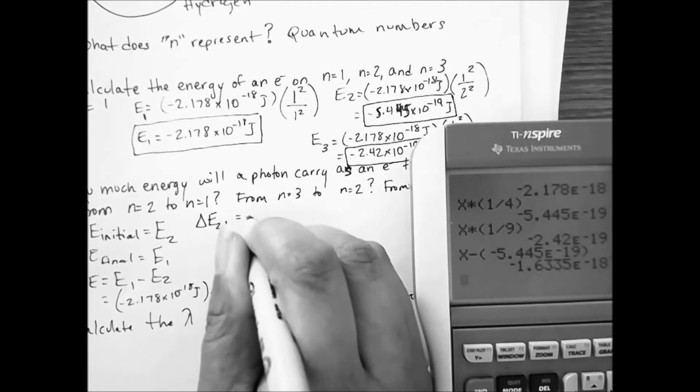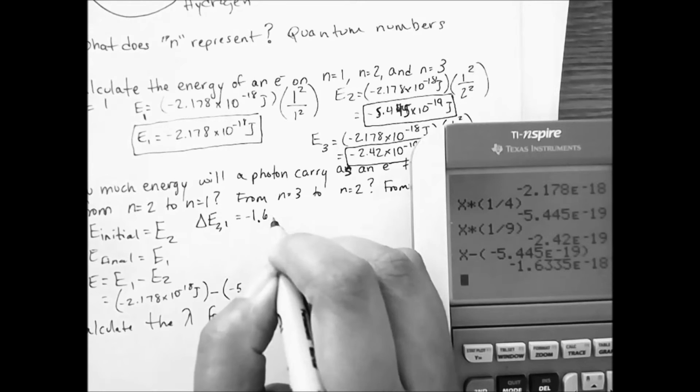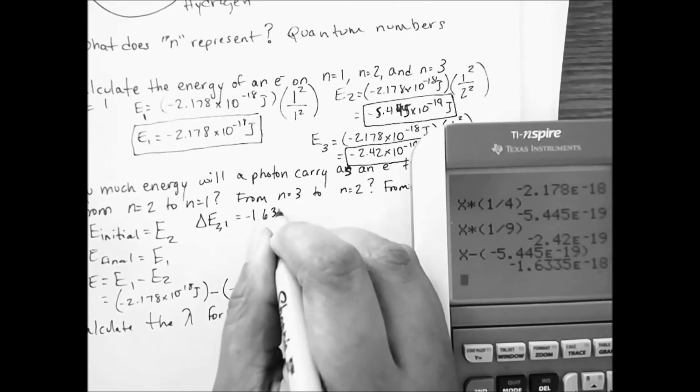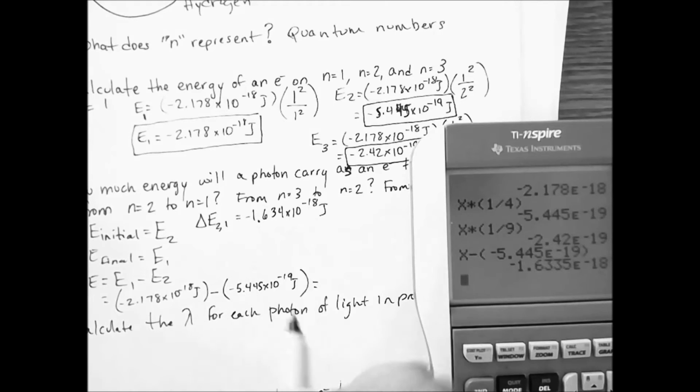That change in energy, as I got in the calculator, is negative 1.6. I'm just going to keep 3 decimal places, so I'm going to go negative 1.634 times 10 to the minus 18th power joules. This is the amount of energy the photon carries. It's a negative number. Why should the change in energy be negative if I'm going from the second level to the first level? What does it mean to have a negative delta E, as we talked about yesterday?